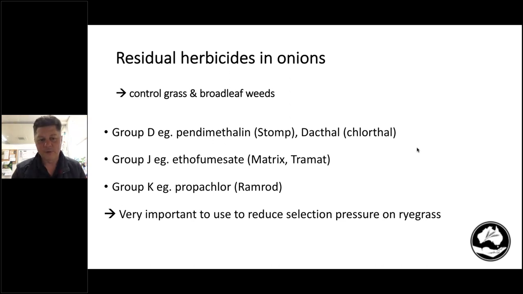And there's some different ones. Group J's, you can use herbicides such as ethofumesate. Some of the trade names are Matrix and Tramat. That also works well in a lot of weeds, including ryegrass and some broadleaf weeds. Propyzamide, there's another one, a different mode of action, Group K, a completely different mode of action. So they're critical to use in combination with selective herbicides.